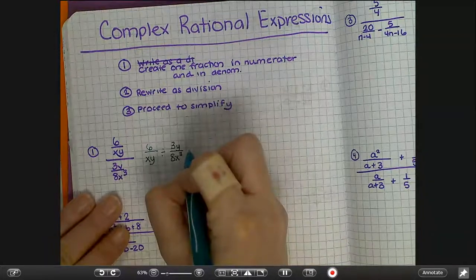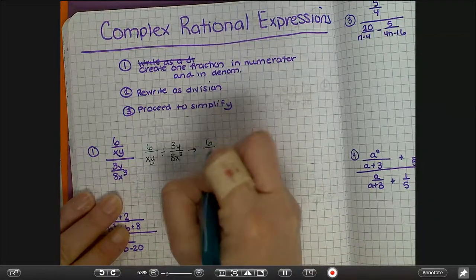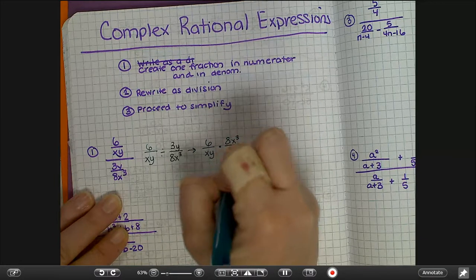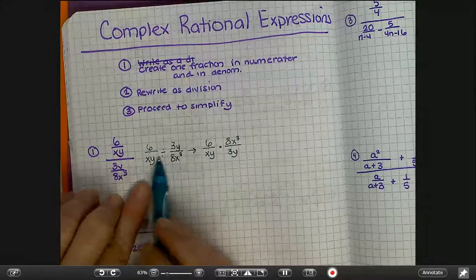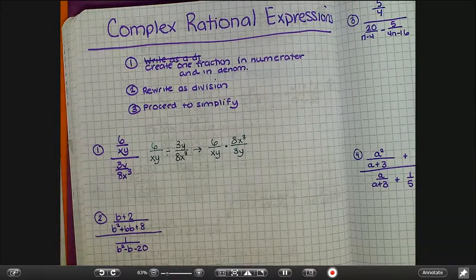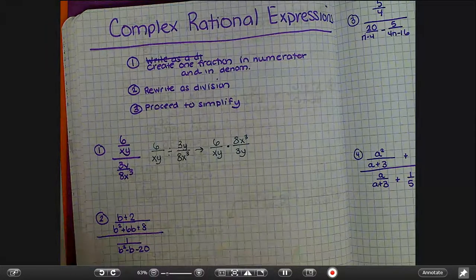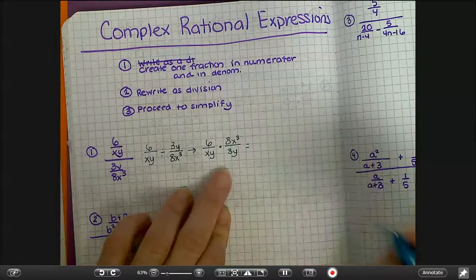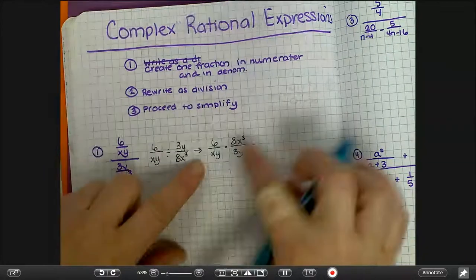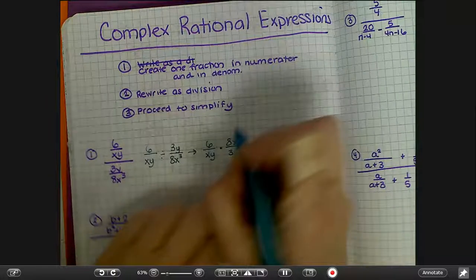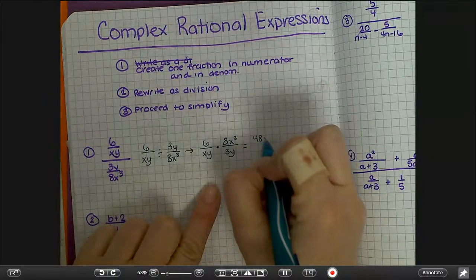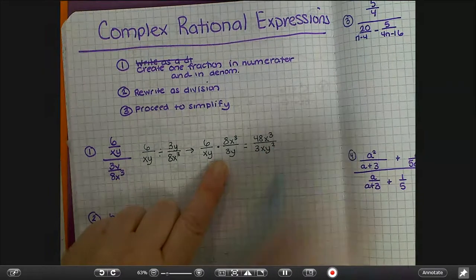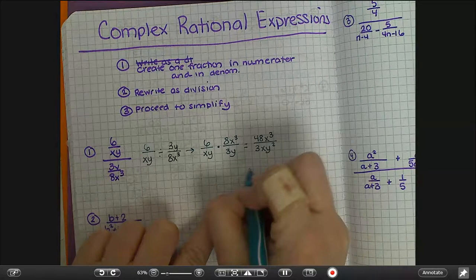All right, now we need to switch it to multiplication because that's what we do in a division problem. Honestly, I would not really skip this step, rewriting it this way, because it's hard to switch it in your brain and be accurate all the time. So I wouldn't skip that. Now we're going to multiply. I like to cross cancel, but I'm not going to do that right now. So 6 times 8 is 48, x cubed in the numerator, and then we're going to have 3xy squared in the denominator.